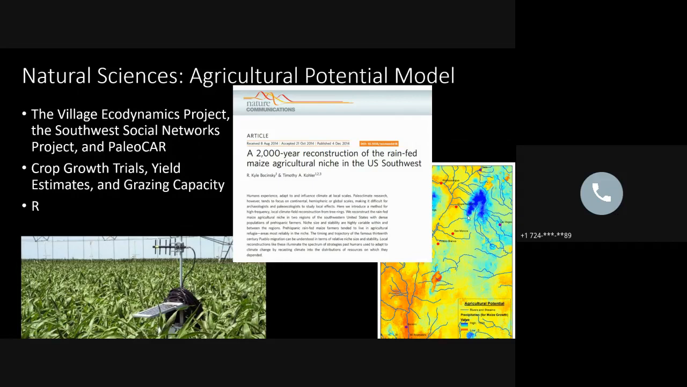And so that's what this image shows here. The bluish areas represent where there was enough precipitation for maize, and then the orange and red is where there wasn't. And that's for one of the particular years of the study.